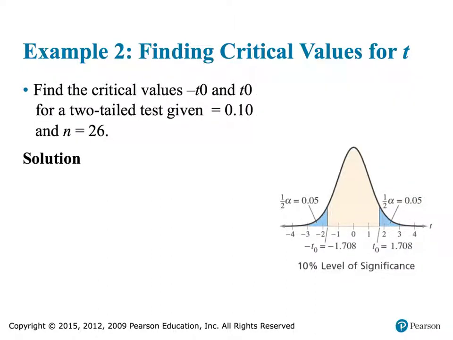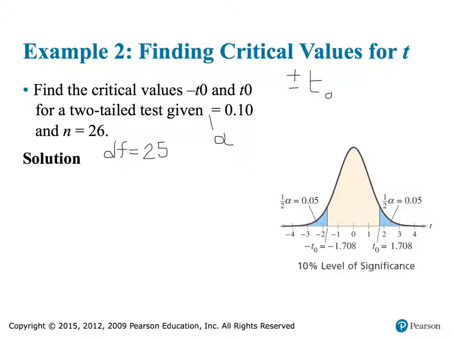Find the critical values t sub 0 and negative t sub 0 for a two-tailed test with a level of significance alpha equal to 0.10, and sample size is 26. So again, our degrees of freedom will be one less than 26, which would be 25.